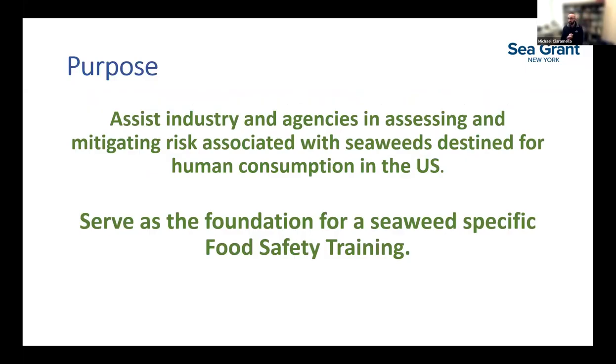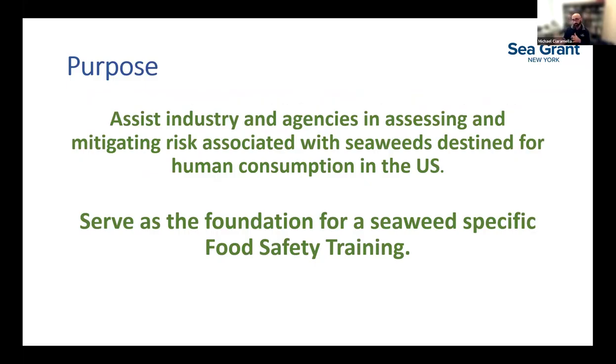So the purpose of our project, I want to clarify, as we just got back some external review and reader comments, and it was clear that some were a little unclear as to what was the ultimate purpose and intent of this project. So I want to clarify that to start off. The goal of our resource is to assist industry and agencies in assessing and mitigating risks associated with seaweeds and seaweed products that are destined for human consumption in the US.